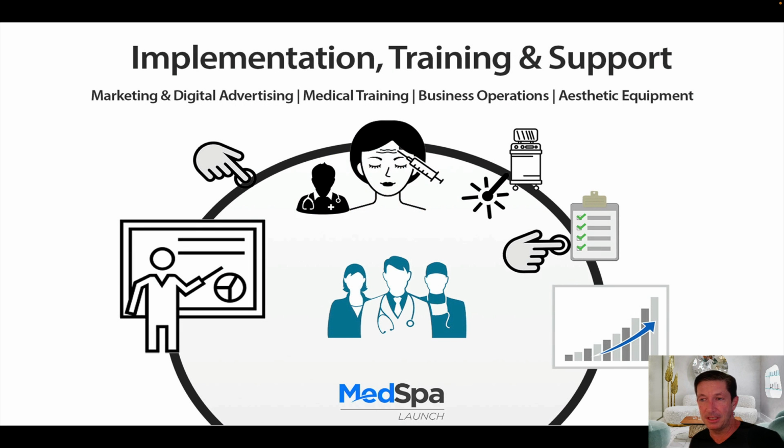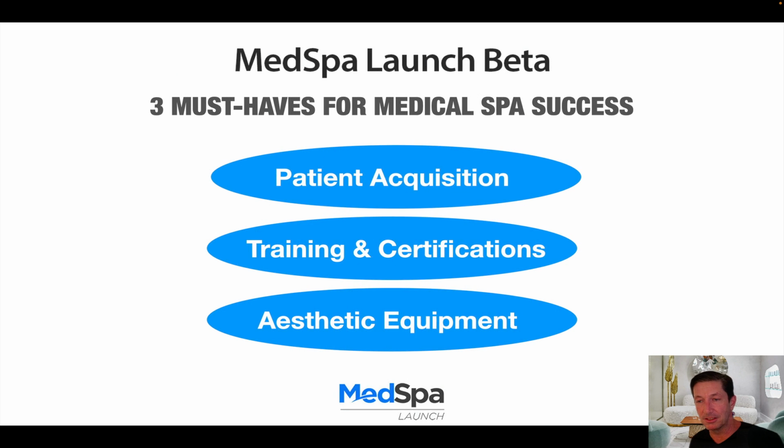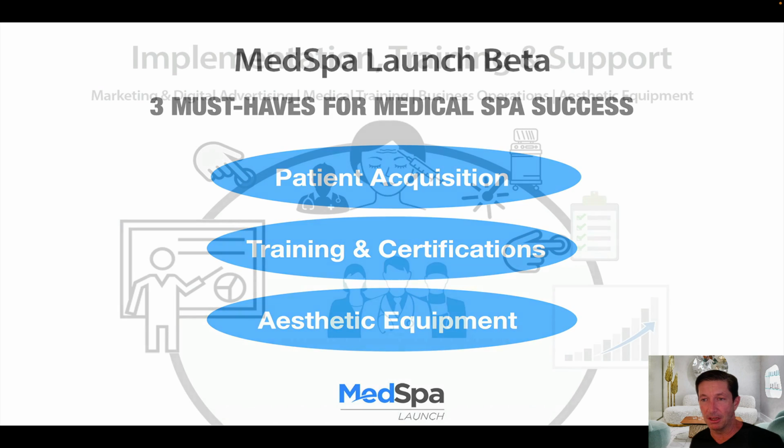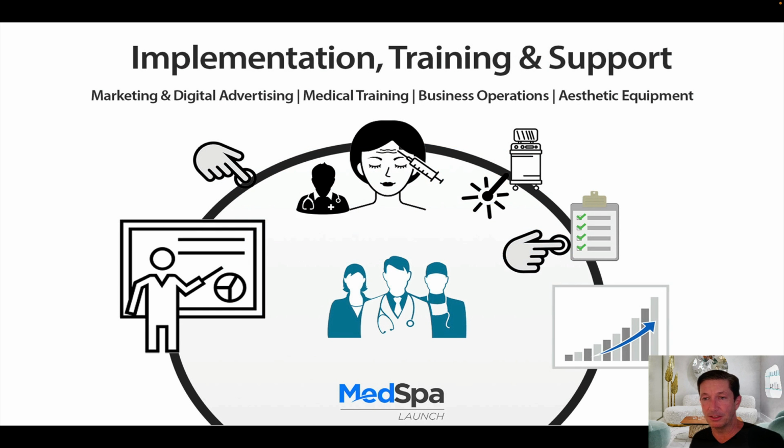And so it's a full ecosystem of looking at the 3 main things that you need to be successful in the med spa business, right? Patient attraction, training and certifications, and the right aesthetic equipment. So we help you attract all 3 of those and make sure that you get results in this mastermind format, right? So we're not an agency, we're not just a training or a consulting business, but we call it mastermind group because we work together and collaborate to make sure that you get results.